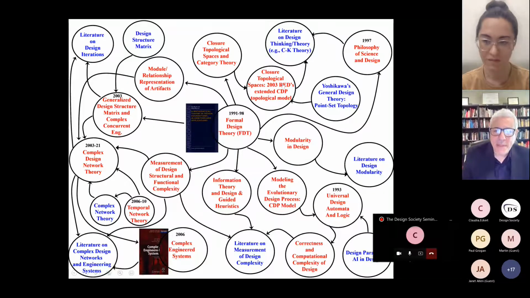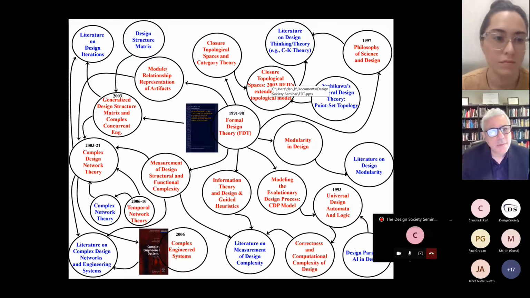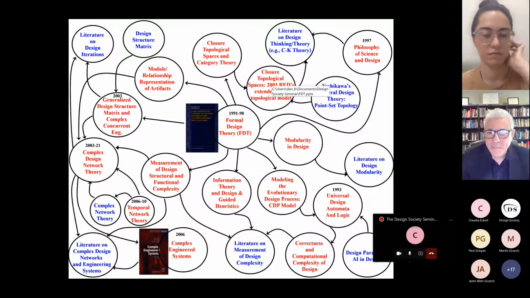I was very happy that down the road, this model became the foundation and impacted quite directly the literature on design thinking and design theory in general, in particular what people call CK theory, which is in a way an extension of the coupled design process. So that's a lesson for young people, that if you have a crazy model, go with that. Eventually it will create an impact.